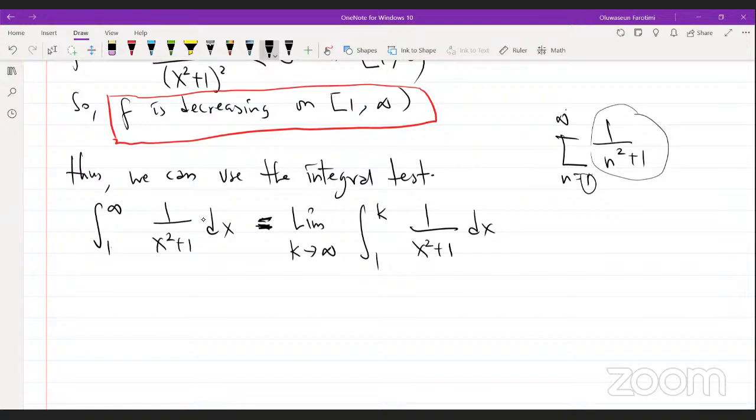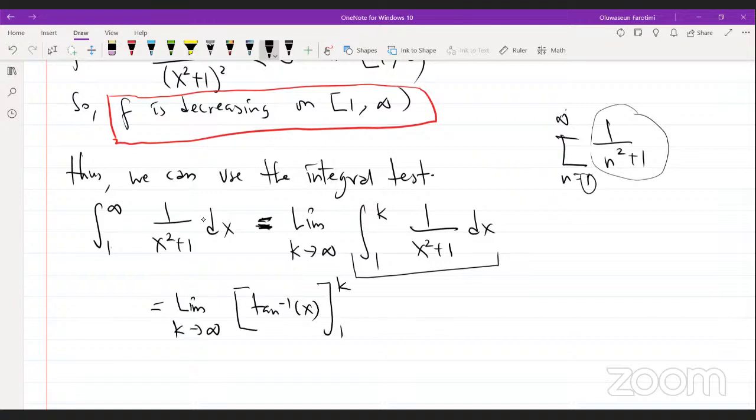But if you integrate this, what is it? It's just the arctan, right? Do you remember that? That's just arctan. So the limit as k goes to infinity is going to be the tan inverse of x from 1 to k. If you don't know how this is equal to the tan inverse, you might want to look up the old videos where we did trigonometric substitution.